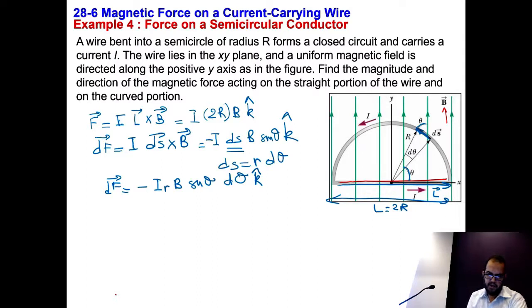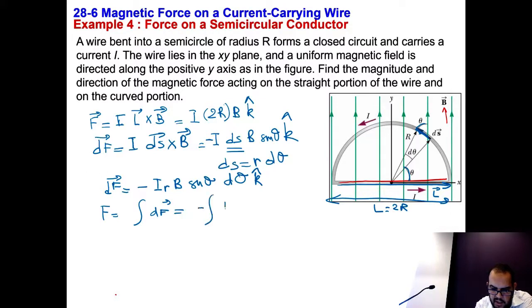Yes. Okay, so now we're going to sum all of these elements, so we'll perform the integration. The total force F is going to be the integral of all of these elements, dF. And so let's write this. This is going to be minus I R B sine theta d theta times k.